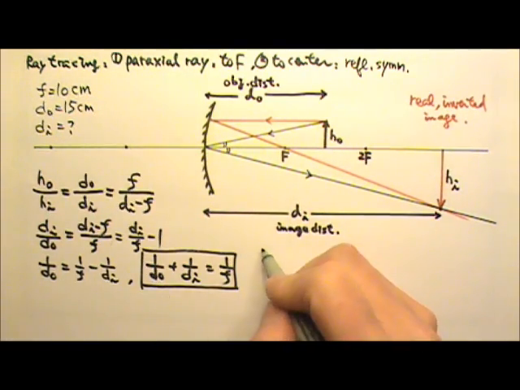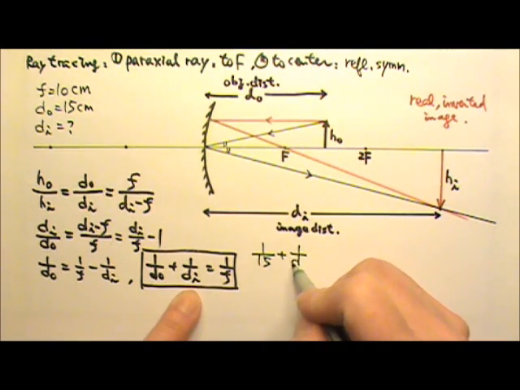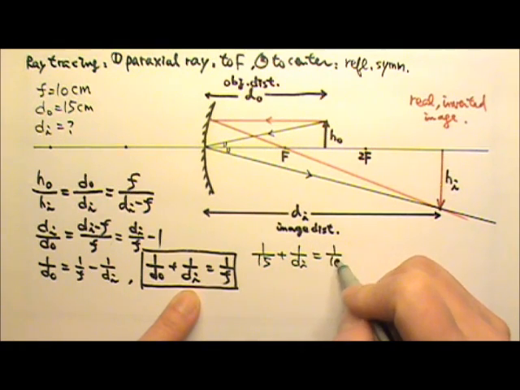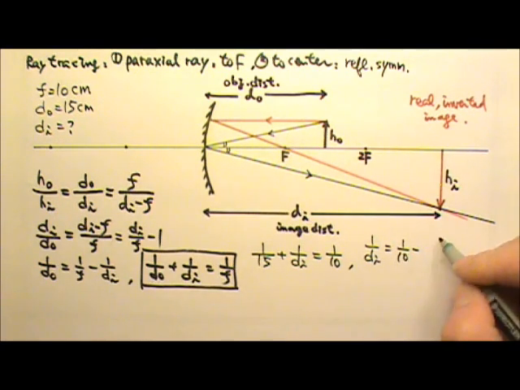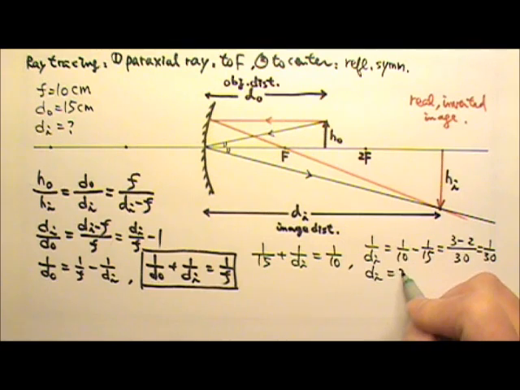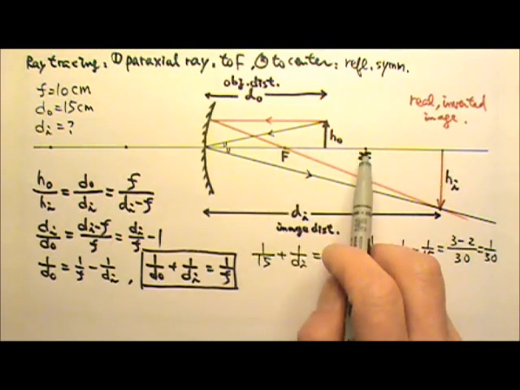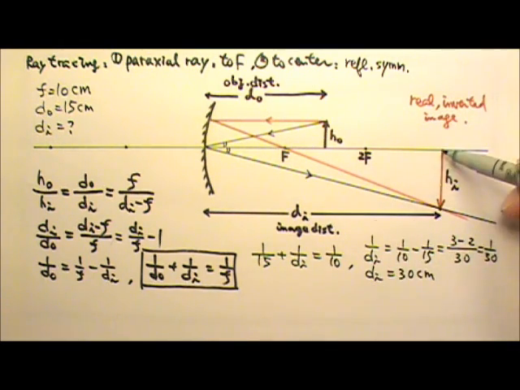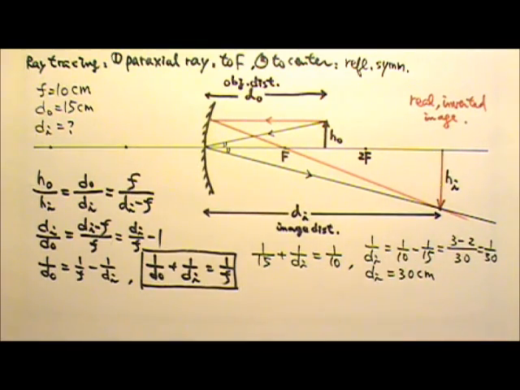So I can use this equation. 1 over DO, which is 1 over 15, plus 1 over DI equals 1 over 10. So 1 over DI would equal 1/10 minus 1/15, which is 3 minus 2 over 30. So it is 1 over 30, which means DI is 30 centimeters. And yes, this is 10 centimeters, 20 centimeters, 30 centimeters away. We have the image. It's 30 centimeters away from the mirror.